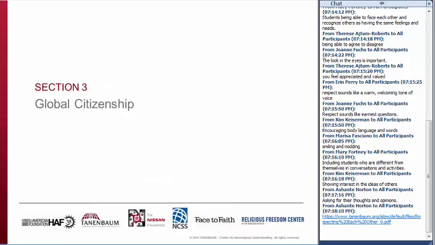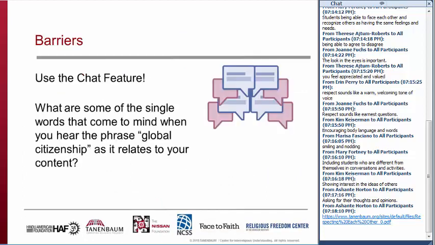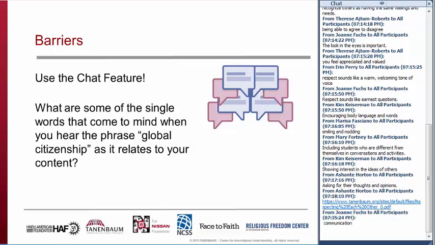So we want to talk a little bit about this idea of global citizenship. And this first slide, we'll go back to the chat box and ask if you can type in some single words that come to mind when you hear the phrase global citizenship as it relates to your content. So preferably single words that come to mind when you hear the phrase global citizenship as it relates to your content.